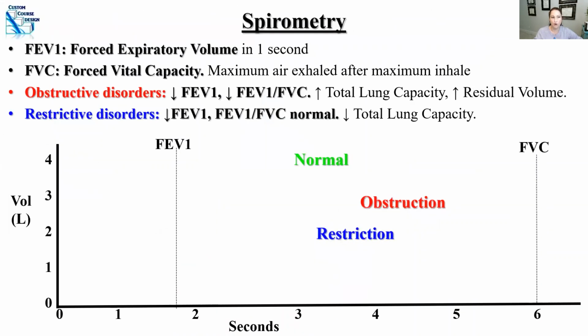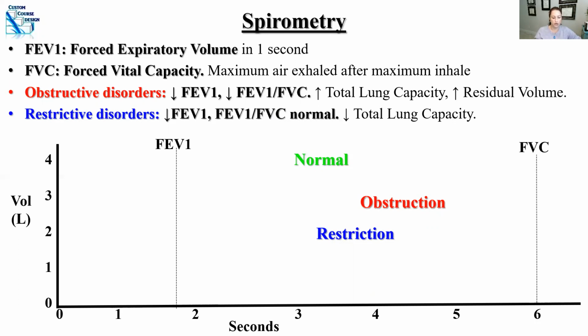Next, let's talk about spirometry. Spirometry is a way to measure how much a patient can breathe. FEV1 is a measurement of the forced expiratory volume, how much air they can blow out within 1 second. Then we have the FVC, the forced vital capacity, which is the maximum amount of air that can be exhaled after a maximum inhale. We're going to use these two measurements to help us differentiate diseases that are obstructive versus diseases that are restrictive.